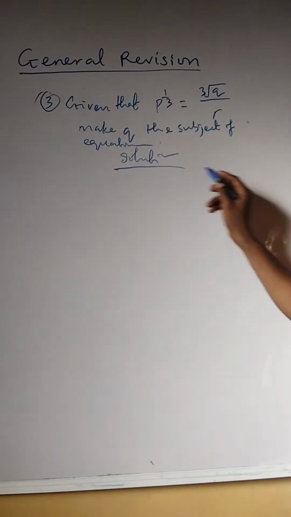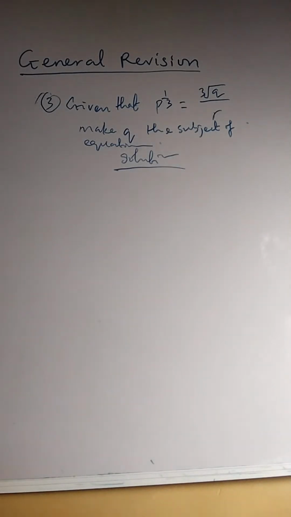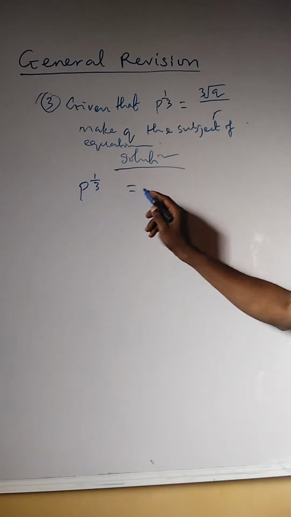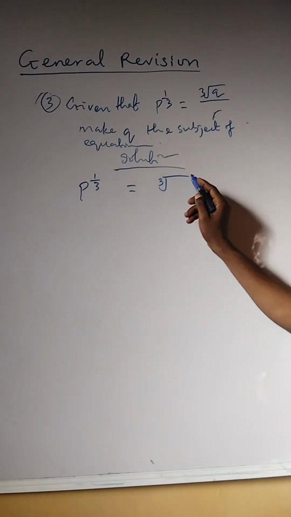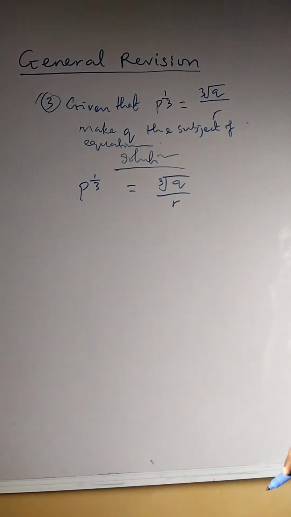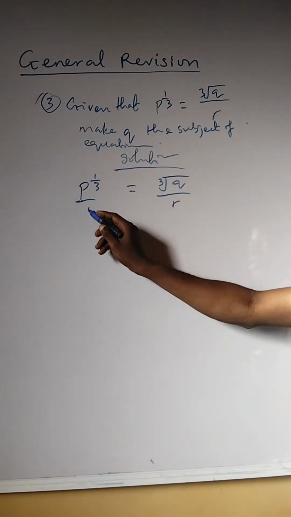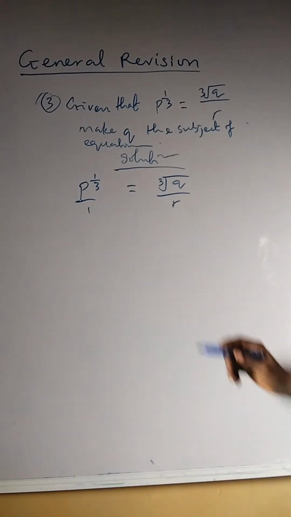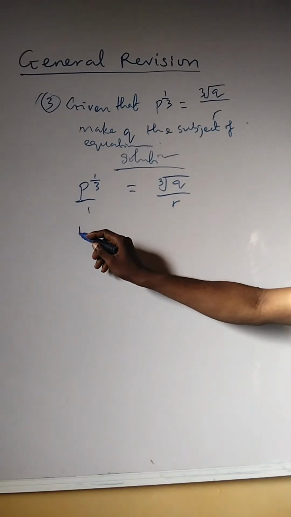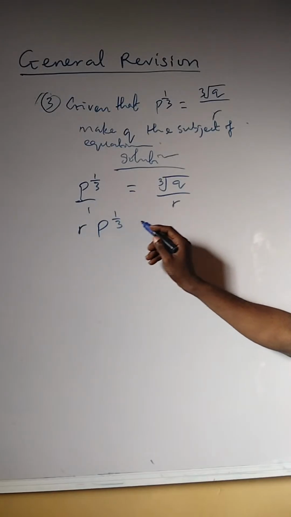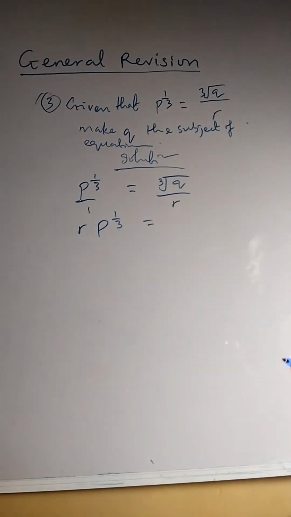Here, p raised to power 1 over 3. Our interest is on q now. So we have p raised to power 1 over 3 equals the cube root of q over r. So here we can first clear the fraction. This is just two fractions. So when we cross multiply, we have r times this. You can write it as r p raised to power 1 over 3 equals the cube root of q.